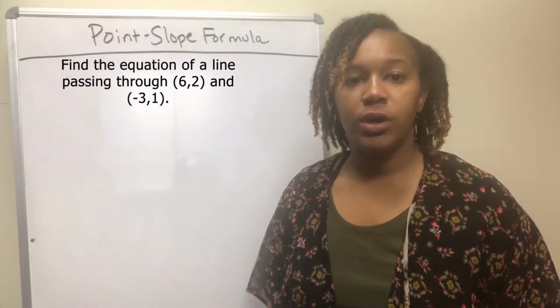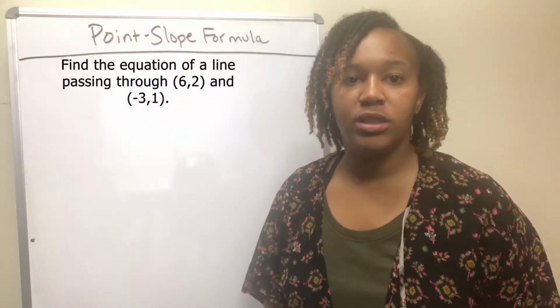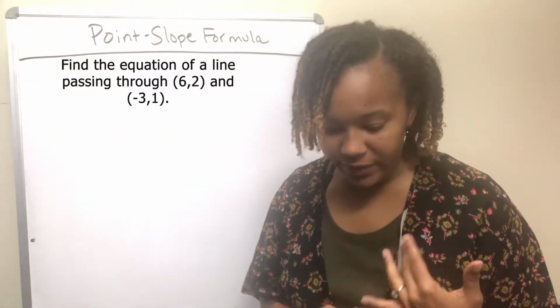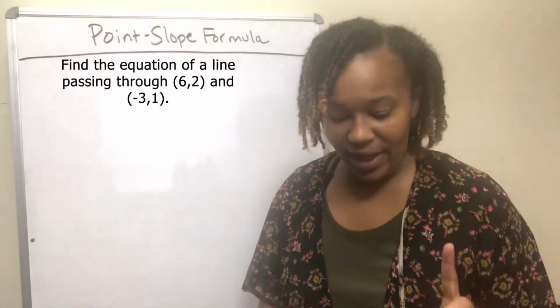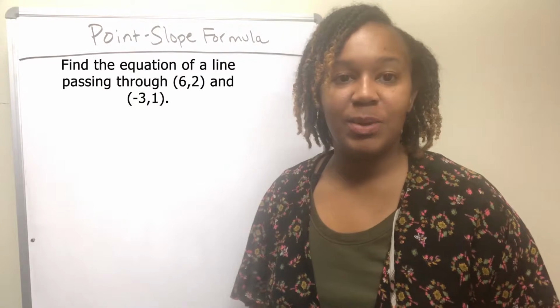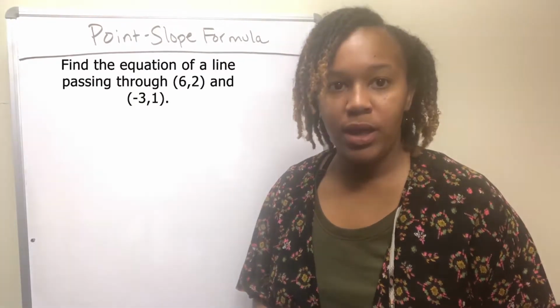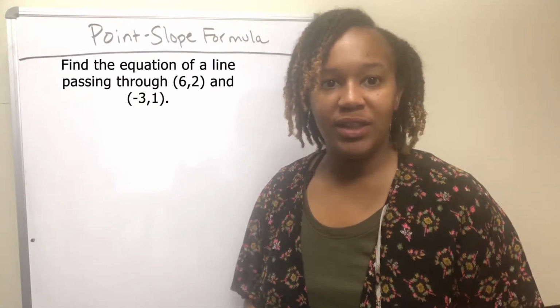Okay, now I want you to try this one. See if you can find the equation of a line that passes through the points (6, 2) and (negative 3, 1). So (6, 2) and (negative 3, 1). So pause the video for a moment and see if you can get the equation.